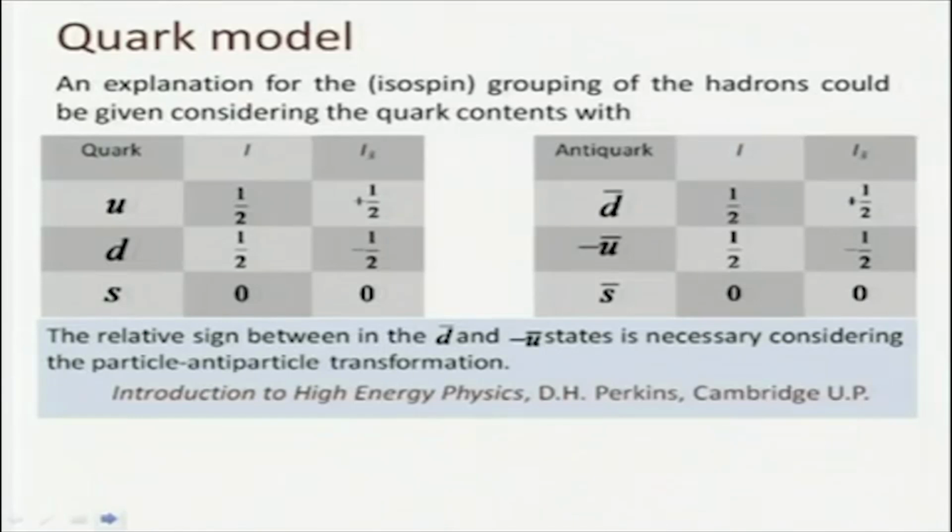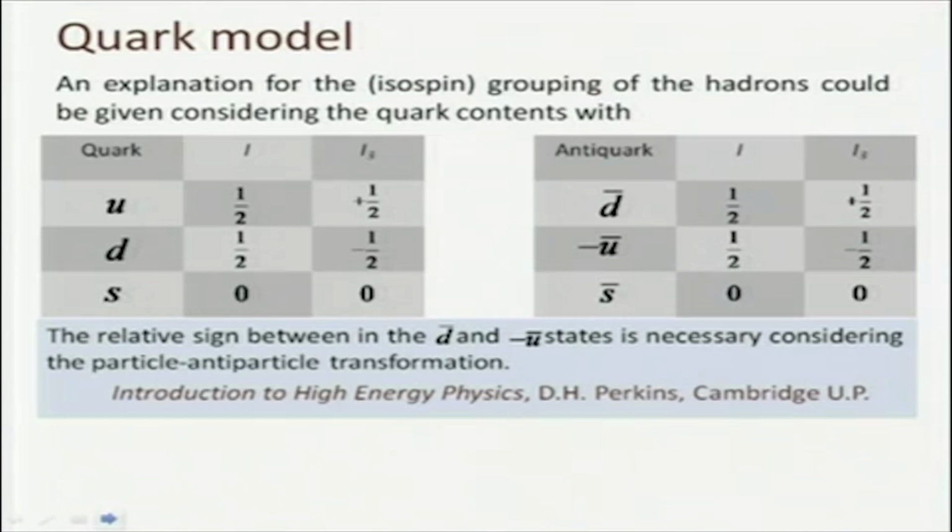On the other hand, in the case of quarks, U had I3 equal to half and D had I3 equal to minus half. This can be done if you understand how to go from one to the other. The other way of saying it is that for a consistent quantum mechanical picture, if you consider the wave functions of the U and D quarks and transform them to anti-quark wave functions, then U goes to minus U bar and D goes to D bar.